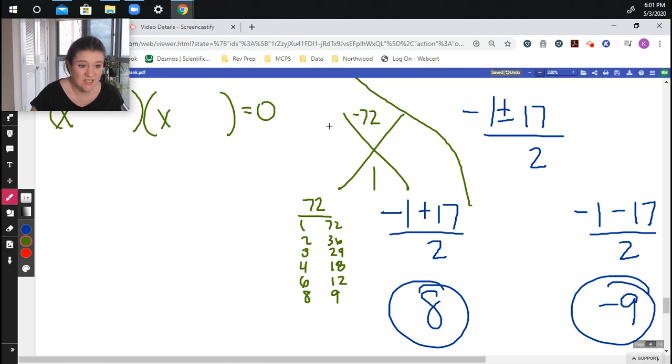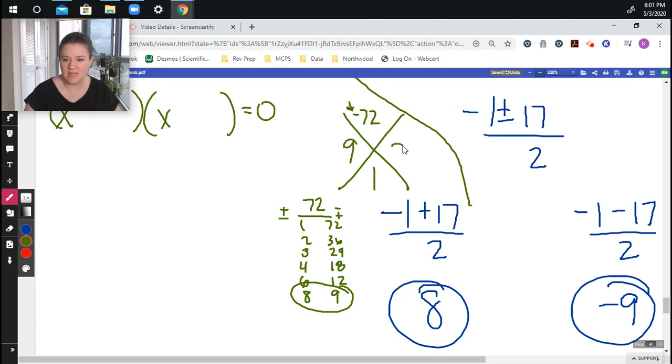And we know since this is a negative 72, this is plus and minus, this is minus and plus, because they have to be opposites. Or sometimes when I see that negative up here, instead of asking which add to 1, I'll ask myself the question, which factors are 1 apart? That one is, right? They're 1 apart. So we'll have a 9 and an 8.